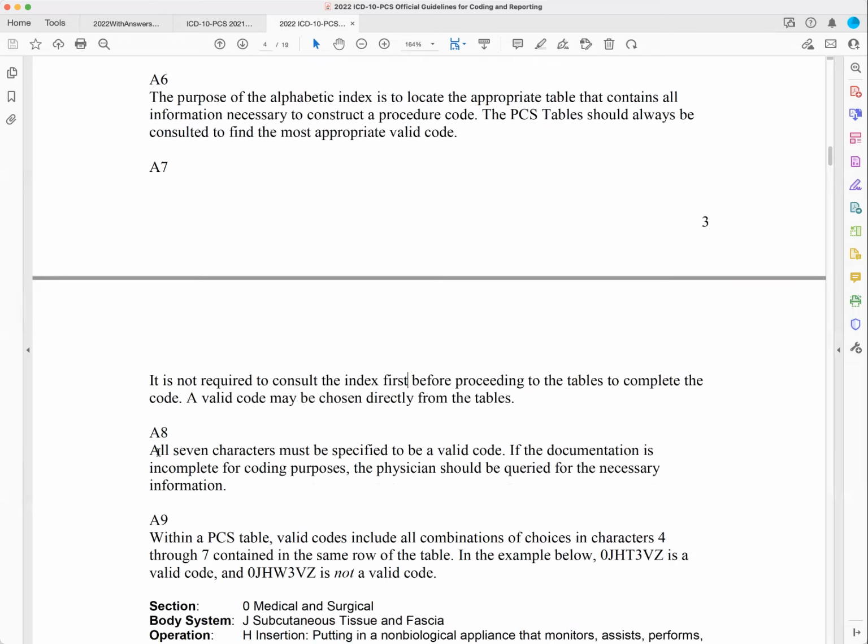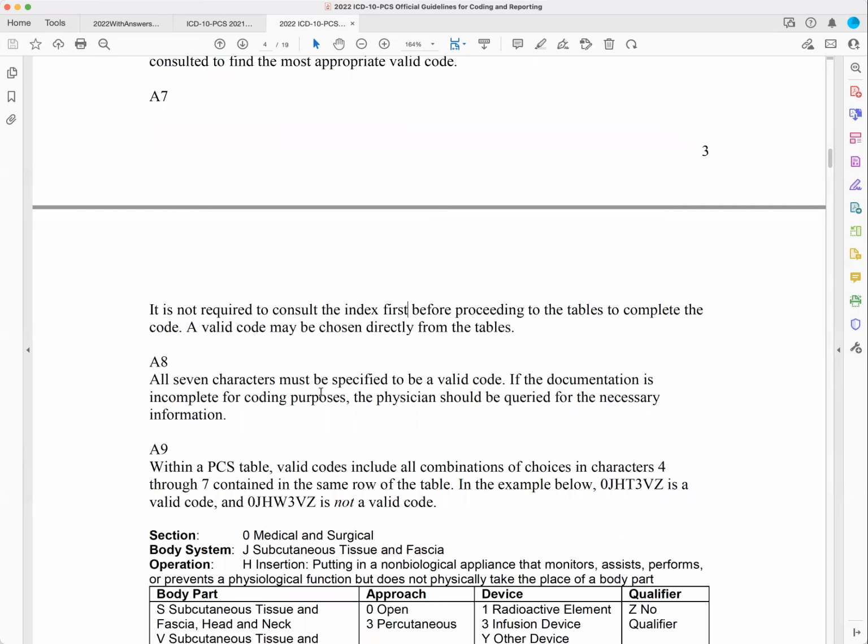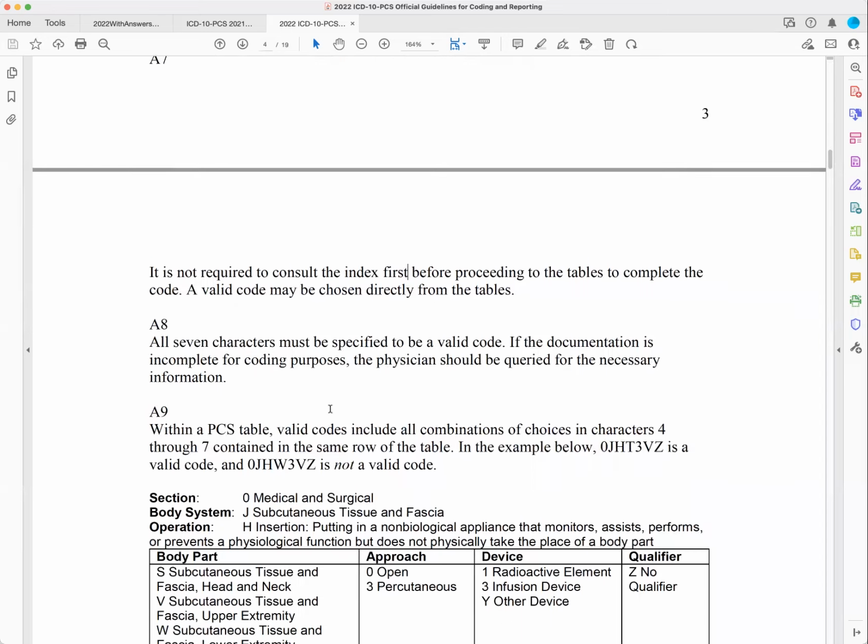Guideline A8 tells us that all 7 characters must be specified to be a valid code. So you must always have a full 7 characters, no more, no less. If you have less than 7, it's not valid. If the documentation is incomplete and you're not able to select the appropriate value for a specific character, then you must query the provider, because again, you have to have all 7 characters.